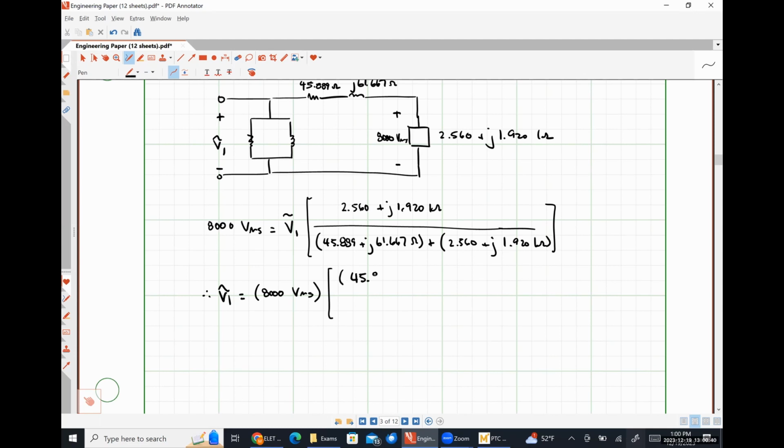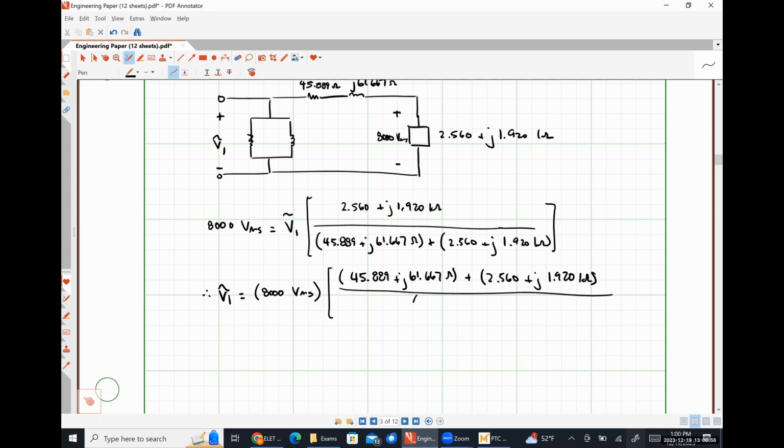So 45.889 plus J61.667 plus 2.560 plus J1.920 all over 2.560 plus J1.920 kiloohms.